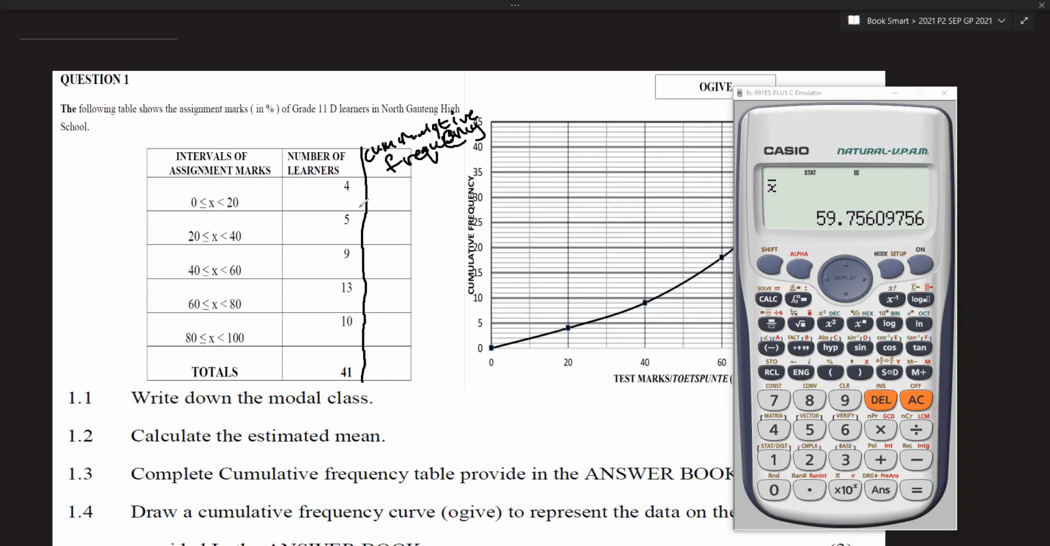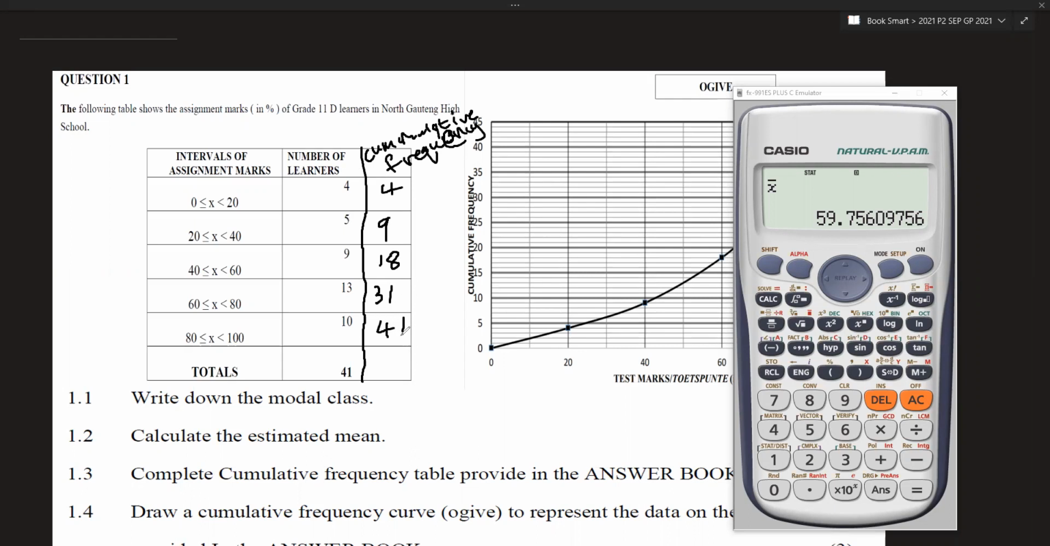Awesome. So cumulative frequency, it's easy to complete, right? This is free marks. The first row, the numbers are the same, so 4 goes with 4. Then you're going to add. Now 5 plus 4 gives you 9. 9 plus 9 gives you 18. 13 plus 18 must give you 31. 10 plus 31 gives you 41, which is correct.